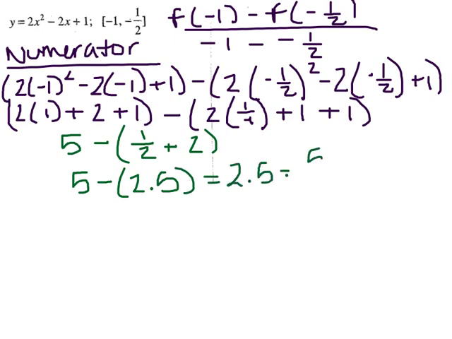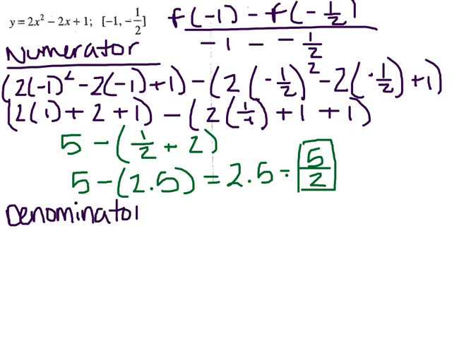Since we're dealing in fractions, I'm going to put it as a fraction. 2.5 is 5 over 2. That's in our numerator. Now let's check out our denominator. In our denominator, we have negative 1 minus negative 1/2. That is going to be a negative 1/2.